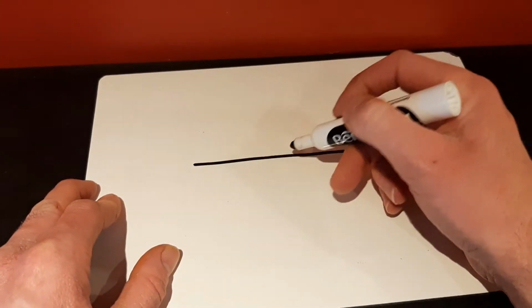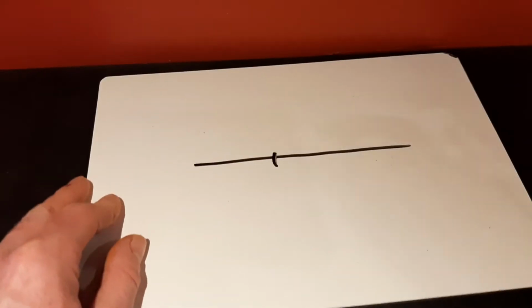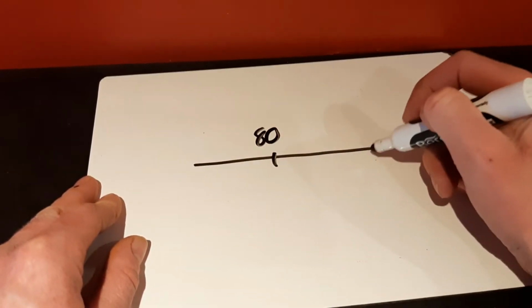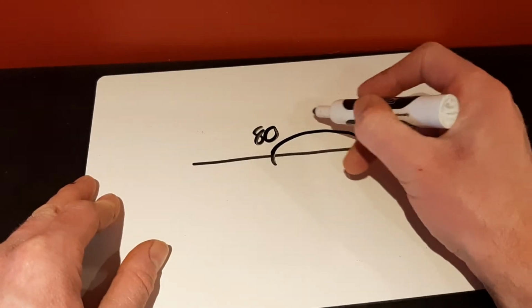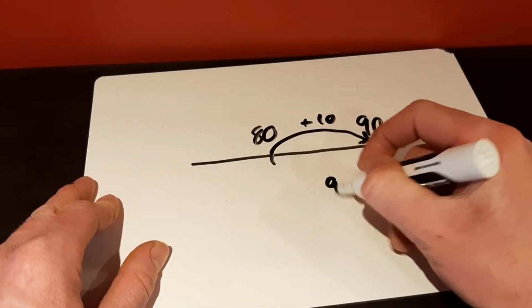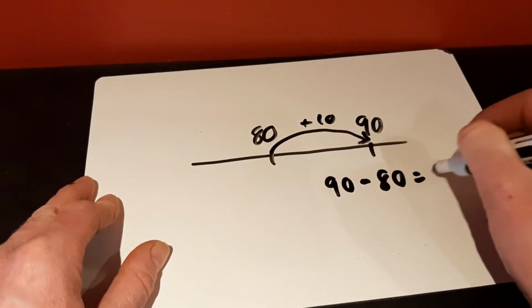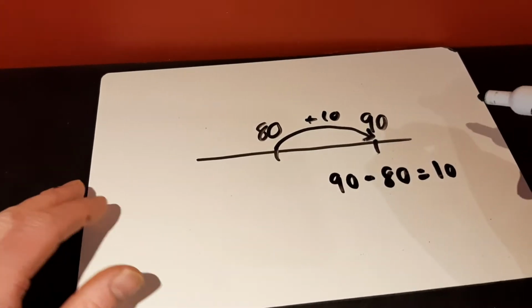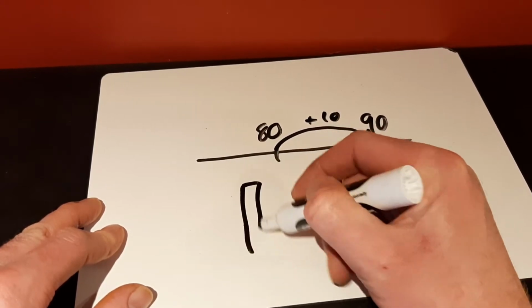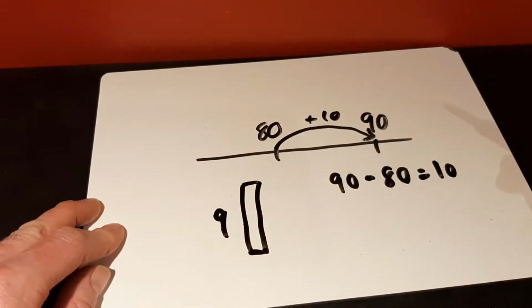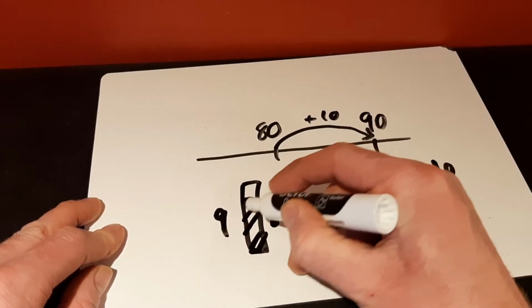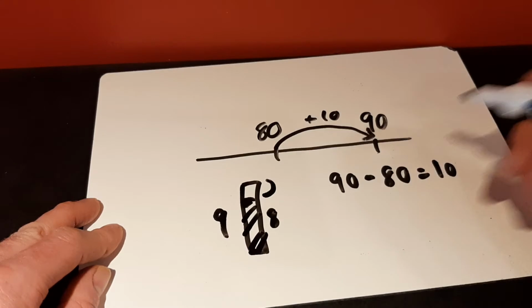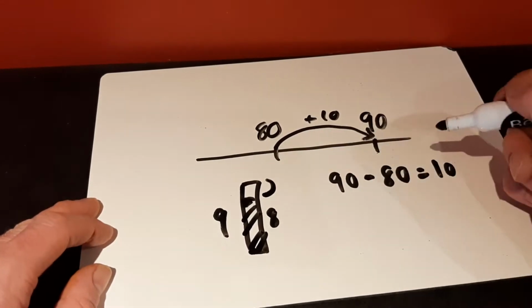A lot of subtraction with two numbers that are close to each other can be done as a difference or a count on. And if you know the difference is 10, then 90 take away 80 equals 10. The way this works, if I make it a bit more simple, so if we did a tower of 9 and we took away 8, you'd have the difference left, which would be 1. So 9 take away 8 equals 1.